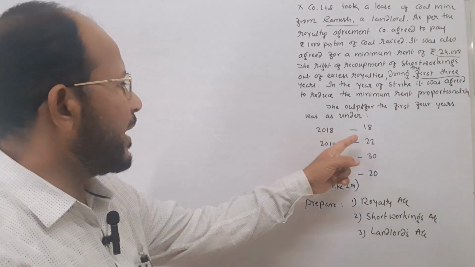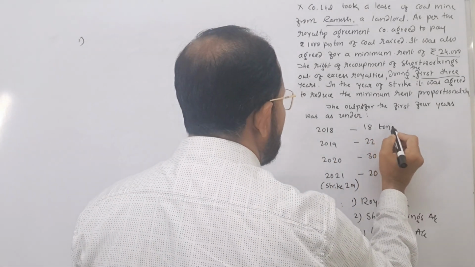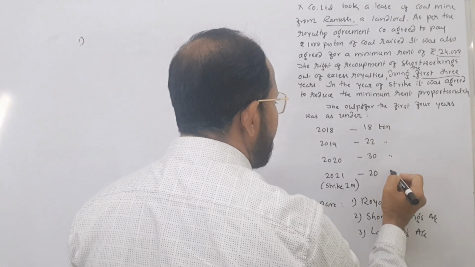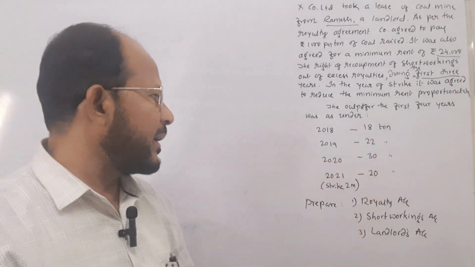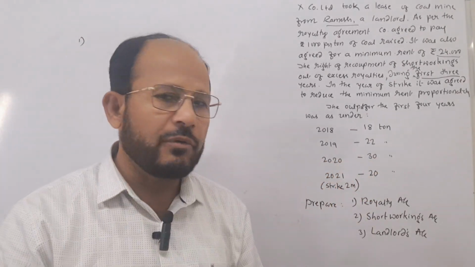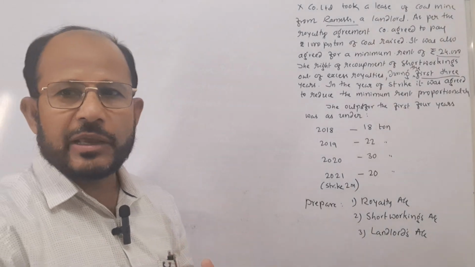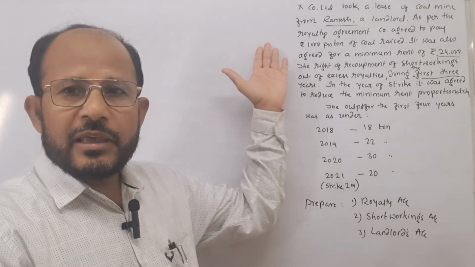In the year 2018, 18 tons of coal mine was raised. Next one is in the year 2019, 22 tons. In the year 2020, 30 tons. And in the year 2021, 20 tons of coal was raised or extracted. Just let us see here.